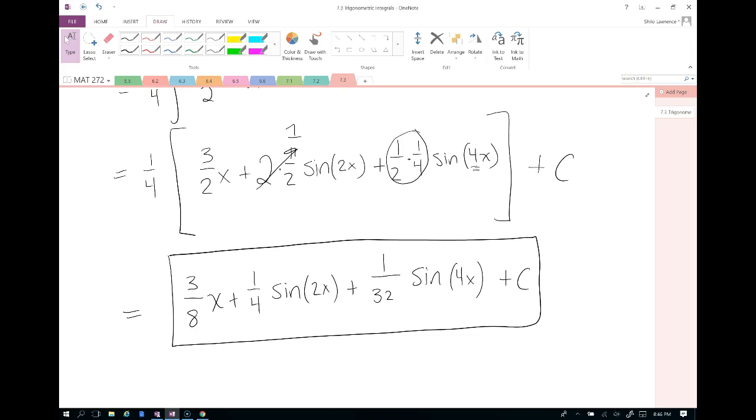In our next video, I'm going to talk about what to do with our other trig functions, tangent, secant, cosecant, and cotangent.